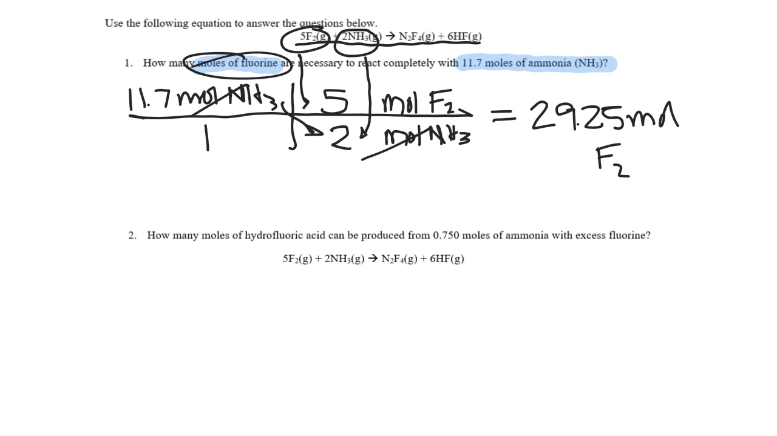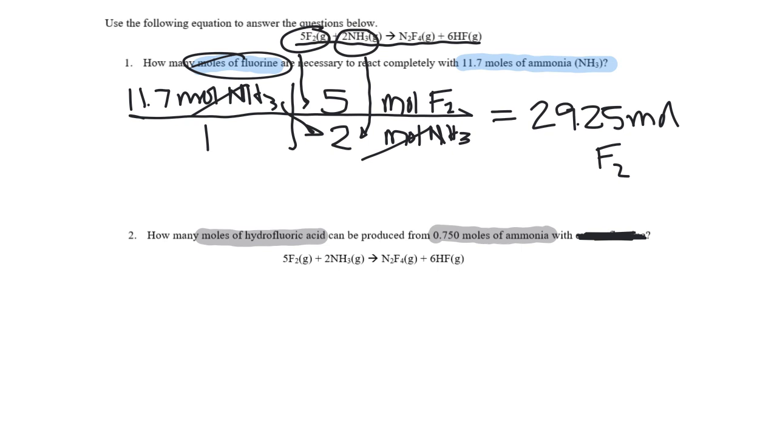Okay, next question. How many moles of hydrofluoric acid can be produced from 0.75 moles of ammonia with excess fluorine? Well, first, we are starting with 0.75 moles of NH3 or ammonia. That's where we're starting. We want to get to moles of hydrofluoric acid. Now, kids struggle and they say, what does this excess fluorine mean? Well, for the purposes of the problem, we can scratch it out. We can ignore it. But what it means is there's plenty of fluorine to react with the NH3, and we don't have to worry about it.